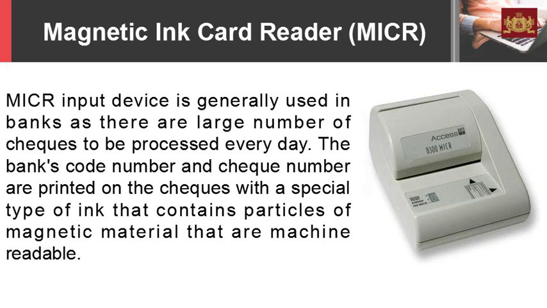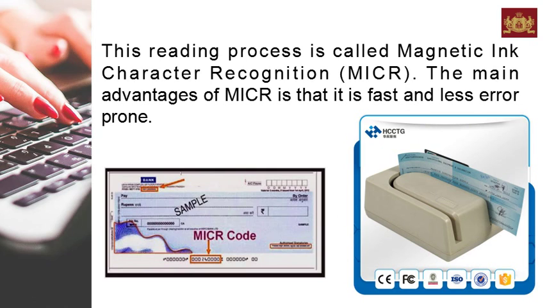MICR input device is generally used in banks as there are a large number of checks to be processed every day. The bank's code number and check number are printed on the checks with a special type of ink that contains particles of magnetic material that are machine readable. This reading process is called magnetic ink character recognition, MICR. The main advantages of MICR are that it is fast and less error prone.